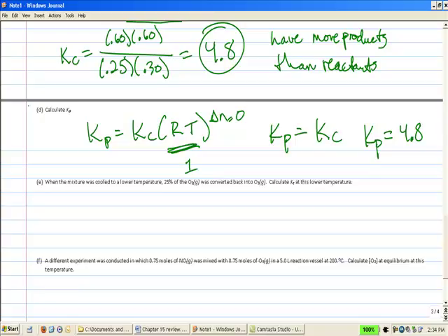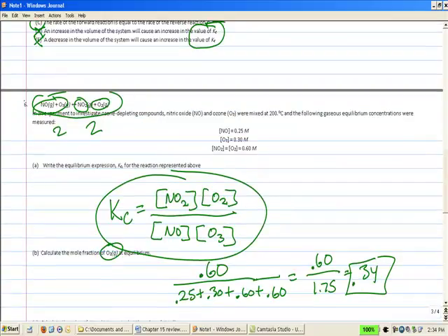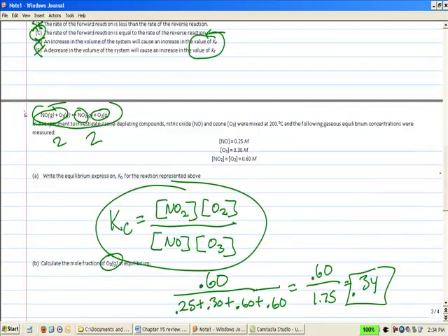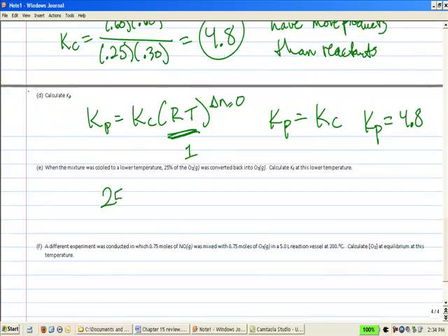On part E, when the mixture was cooled to a lower temperature, 25% of the oxygen was converted back into O3. Calculate Kc at this lower temperature. Well, let's look at how much oxygen we actually started with. We had a concentration of 0.60. That means that 25% of that 0.60 molar was converted back. So let's figure out what that is. 0.60 times 0.25 equals 0.15. That means this went down by 0.15, so it became 0.45.